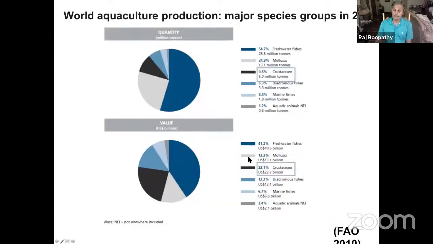Within this aquaculture system, we have mostly freshwater fish aquaculture, like a tilapia farm, which is one common one. But the one that we have worked with is the crustacean farm, the shrimp farm. Shrimp farming is 9.5% of production, but shrimp is high in terms of dollar value, $22.7 billion compared to fish at $40 billion, even though fish is 50% of all the aquaculture, because shrimp is high-priced. So shrimp is getting very popular worldwide.